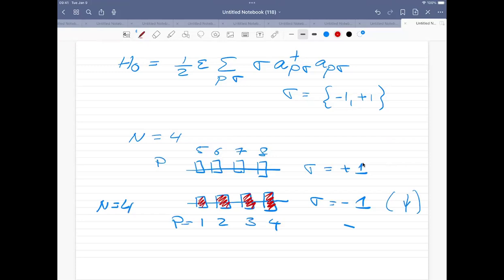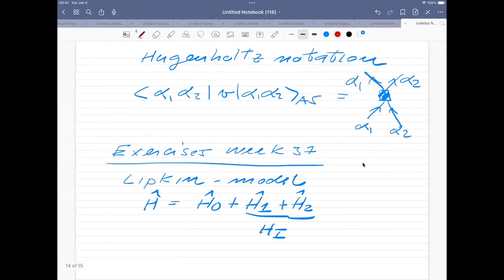And then when we look at these different possibilities, we can go back to the Hamiltonian, because the whole thing with the Lipkin model is that there are going to be parts of the Hamiltonian which can promote one particle from the lower state to the upper state. And we are going to call these excitations.